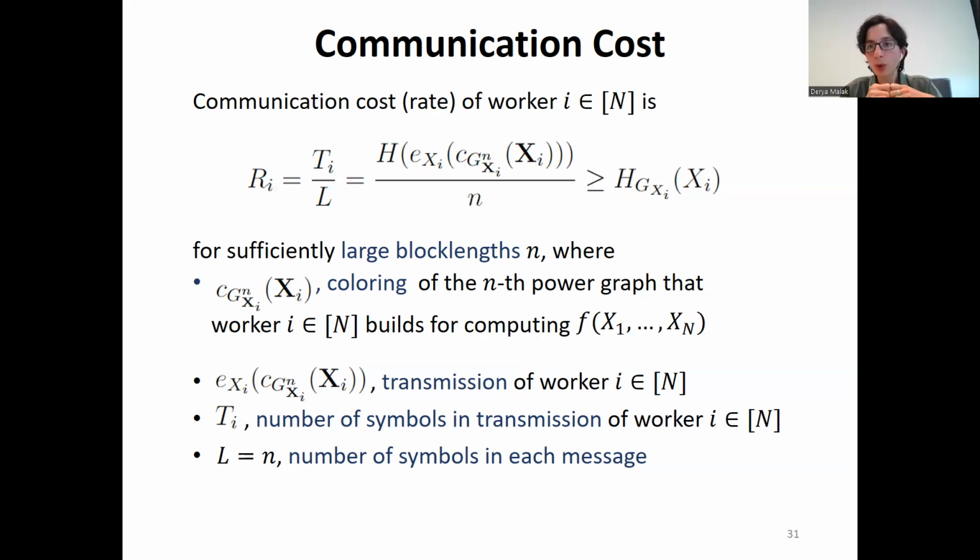And what I need to compute is the entropy of this transmission, entropy of this transmitted variable. And the entropy of this vector of coloring divided by the length of the transmission will give me the rate for transmission. And indeed, it is lower bounded by the graph entropy. There are some extra symbols that I don't think are essential right now, but the key idea here is that the compression rate cannot go below the entropy of the graph.